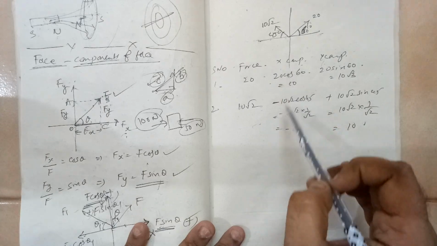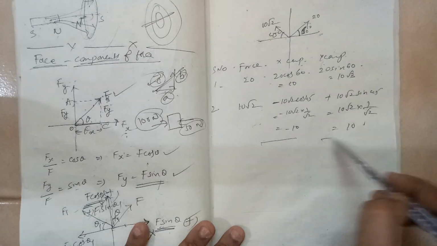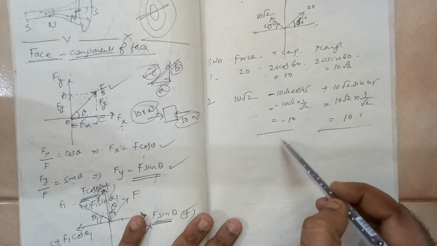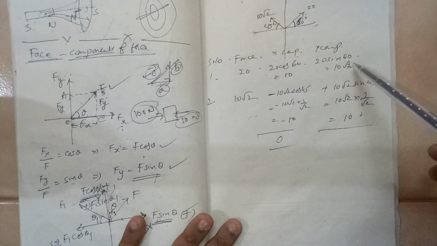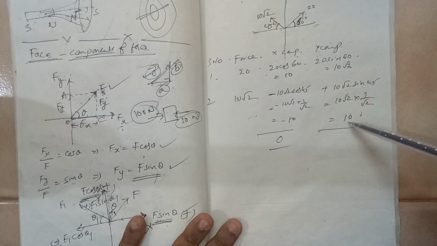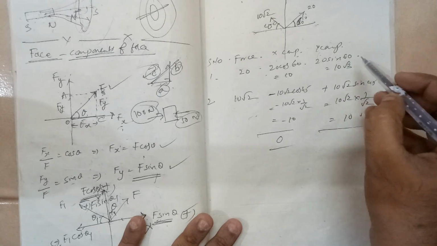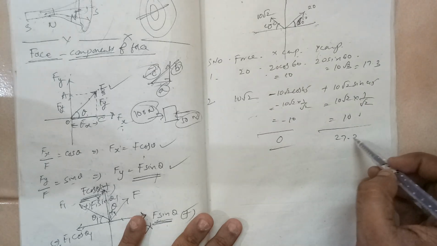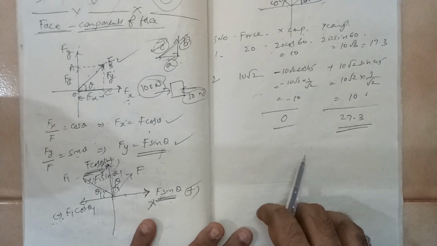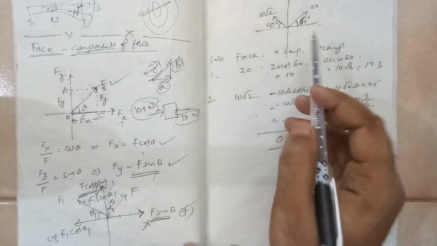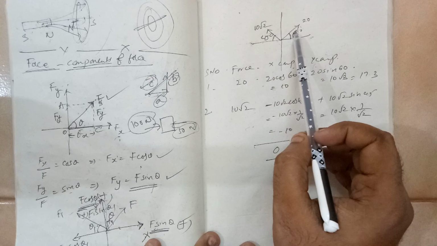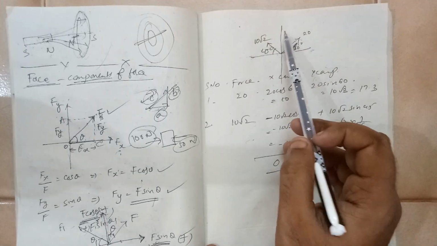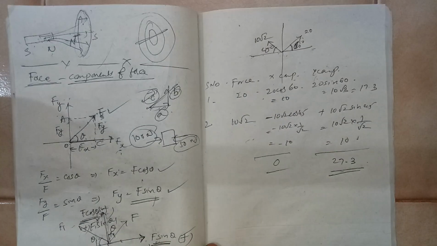Now we have found out all the x components and all the y components, we have to add them. So here it is 10 and minus 10, this becomes 0. And the y component is 10√3 and 10. 10√3 is approximately 17.3, and this is 10, so it is 27.3. So what is the meaning of this? Here you have a system which has got two forces. You have found out the net Fy component and the net Fx component.